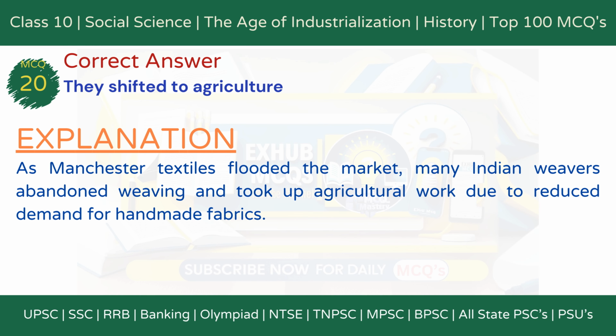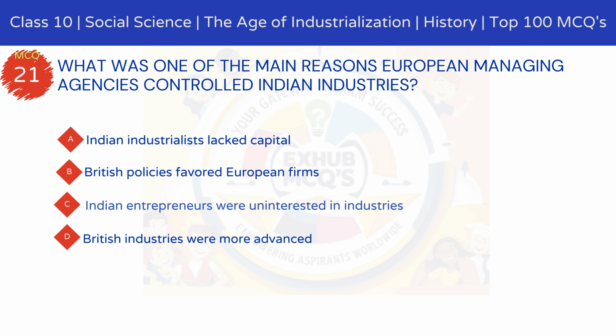The correct answer is option A. They shifted to agriculture. Explanation. As Manchester textiles flooded the market, many Indian weavers abandoned weaving and took up agricultural work due to reduced demand for handmade fabrics.